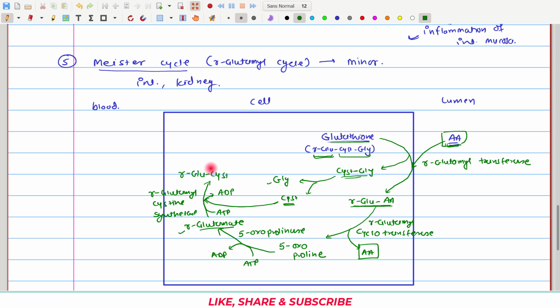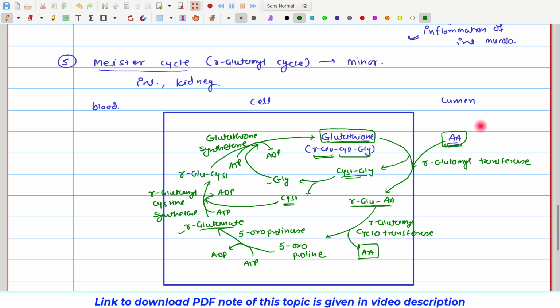Then this dipeptide binds with the third amino acid, that is glycine. Again this process requires ATP. So, ATP gets converted to ADP, and it also requires an enzyme, that is glutathione synthetase. So, again glutathione gets synthesized. So, glutathione cycles continuously and meanwhile amino acids get reabsorbed.